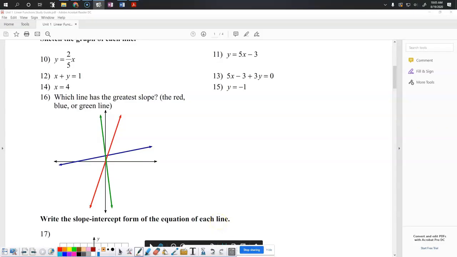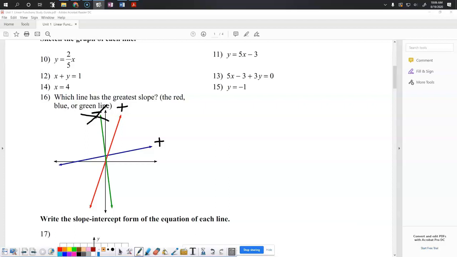All right, number 16. Which line has the greatest slope? The red line, the blue line, or the green line? Well, first of all, the red line is sloping upwards. That has a positive slope. The blue line also has a positive slope. But the green line slopes downwards. It has a negative slope. So obviously, positive numbers have to be bigger than negatives. So we know it's not the green line. So we'll just cross off that one.